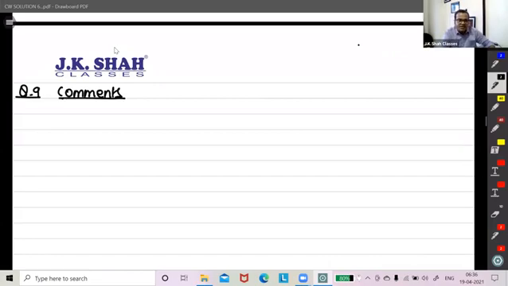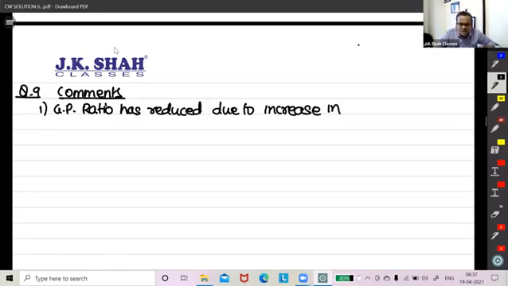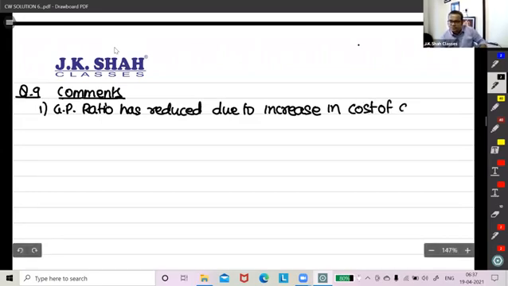So let's write number 1. GP ratio has reduced due to increase in, what we should say, increase in cost of goods sold.